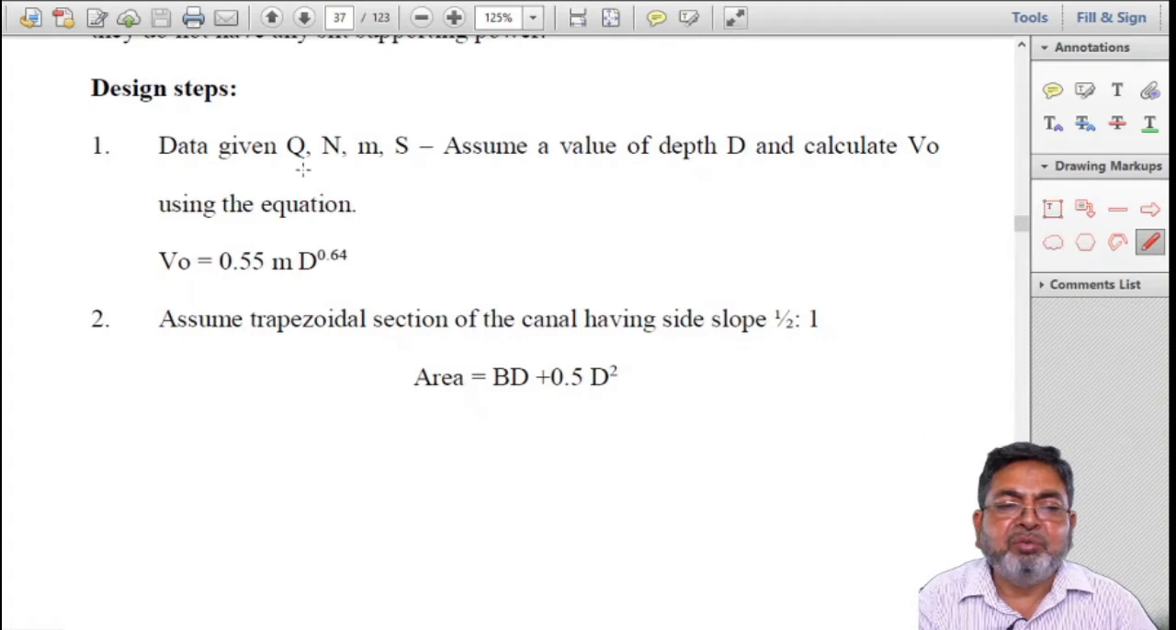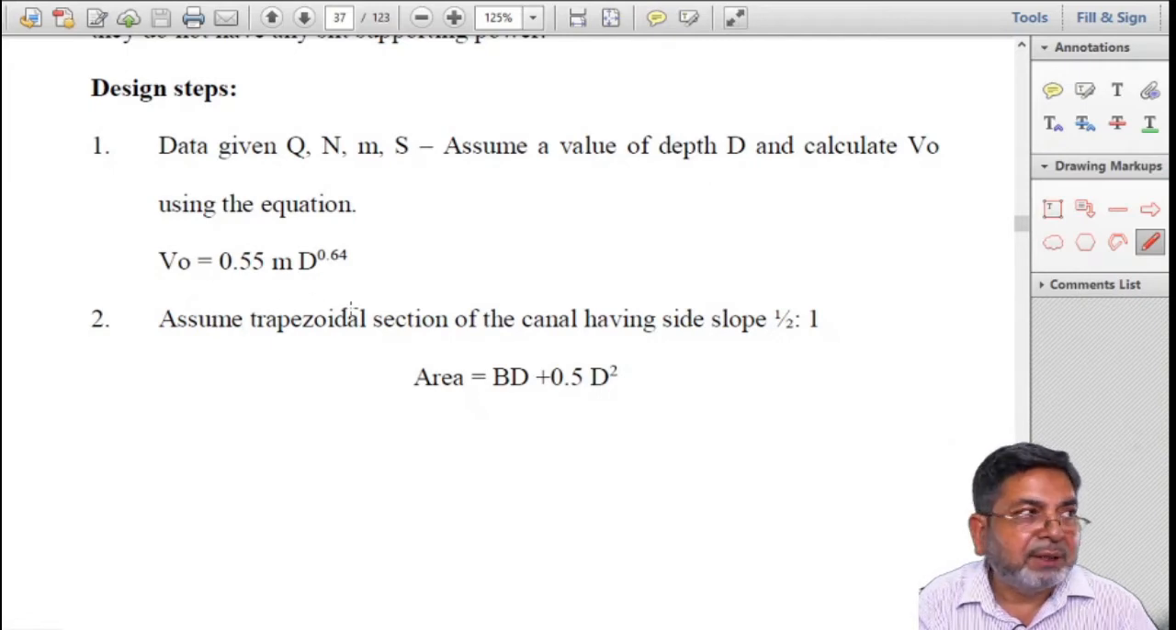The value of q will be given to you, the value of n, the Manning's n, will be given to you, and this m, the critical velocity ratio, which is given by Kennedy, this CVR, this will be either given to you or you can assume it as 1. I have already told you in the previous lecture that if m is not given, it can be assumed as 1. So this data will be given to you, q, n, m, and s, and first step you have to find out the critical velocity, that is v naught.